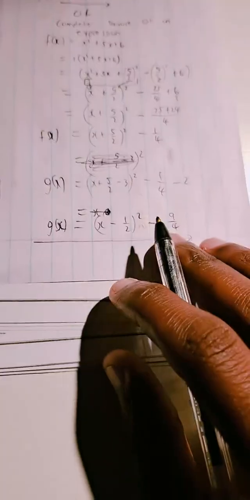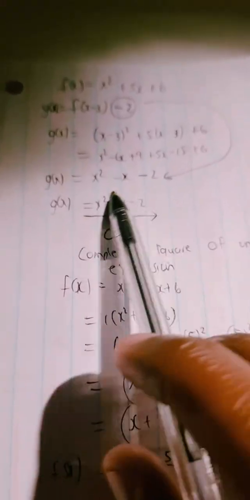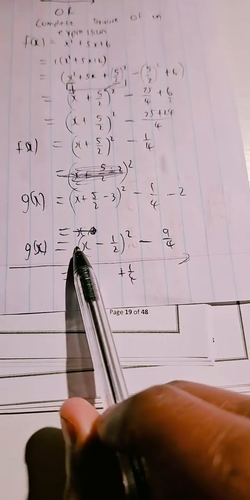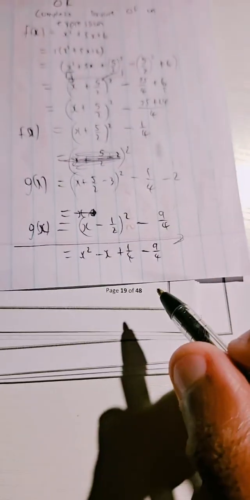Let's expand this and see if we will still get that function form, because we want to confirm if this method is still relevant. Let's do it. So we square the first term, we get x squared. We square the last term, we get positive 1 over 4. We multiply these two, x times the negative half x, that gives us negative half x. We double it, we get negative x. Then minus 9 over 4.